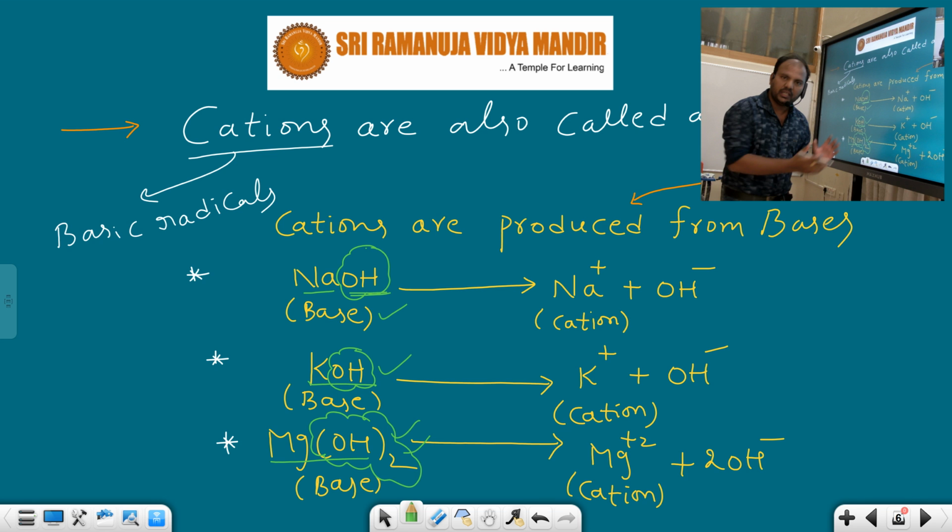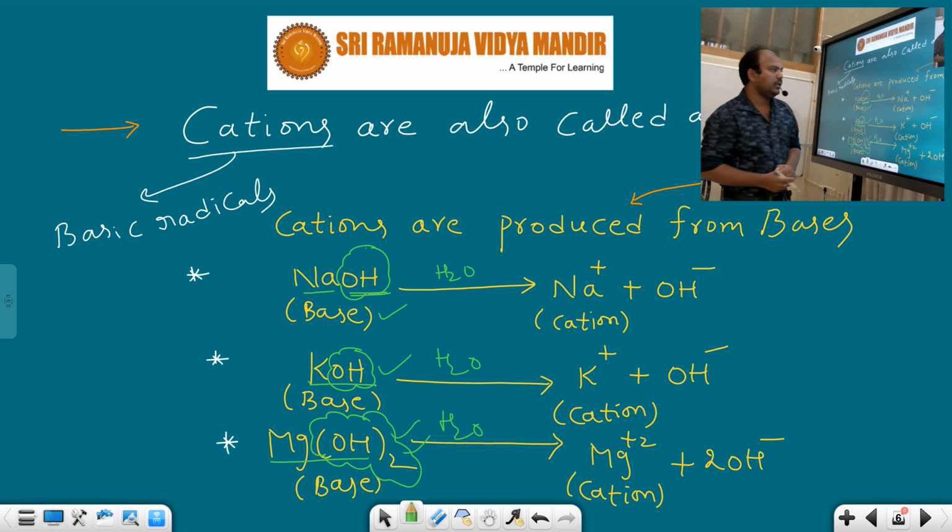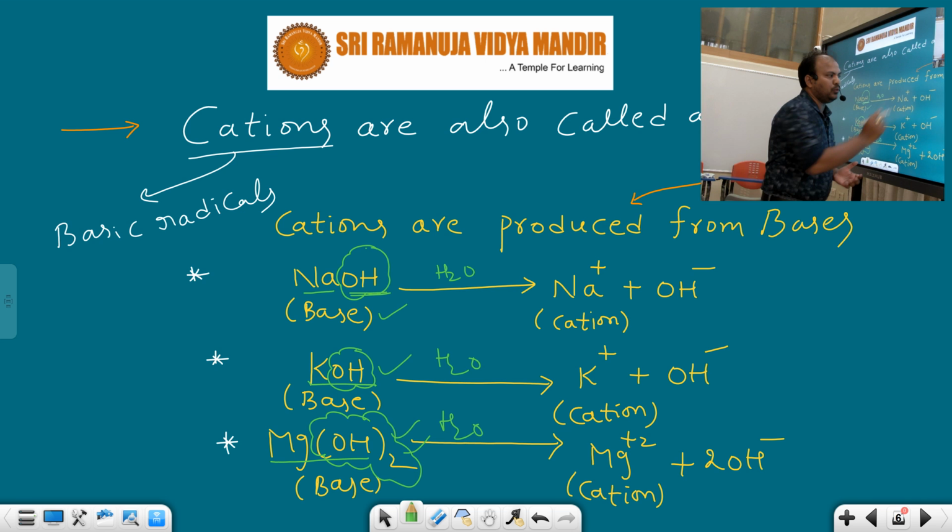Generally, when these bases are dissolved in water, they can be split up into ions. Na plus, OH minus; here K plus, OH minus. Magnesium hydroxide can be broken down into magnesium plus 2 and hydroxide ions. Have a look: is sodium plus 1 a cation or not? Because it is a positively charged ion. K plus is a positively charged ion. Magnesium plus 2 has a positive charge. That's why these are positively charged ions, or cations.